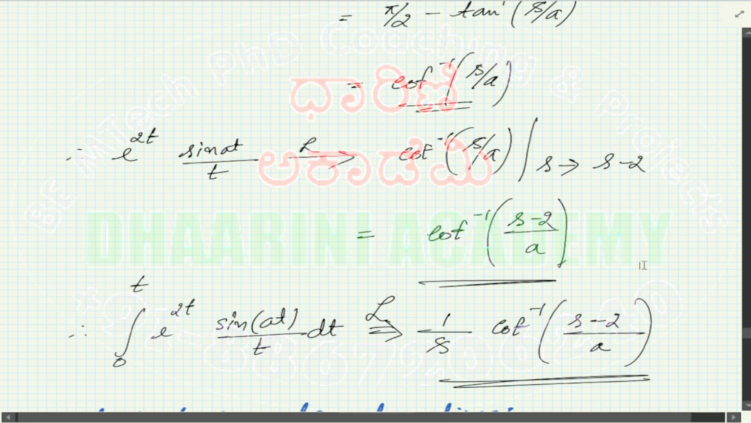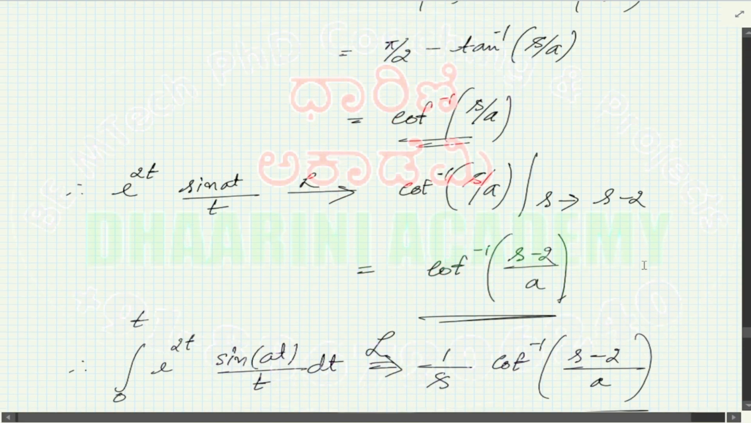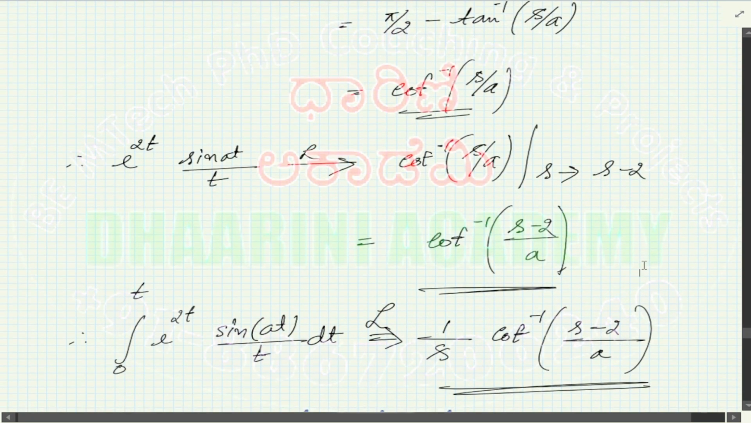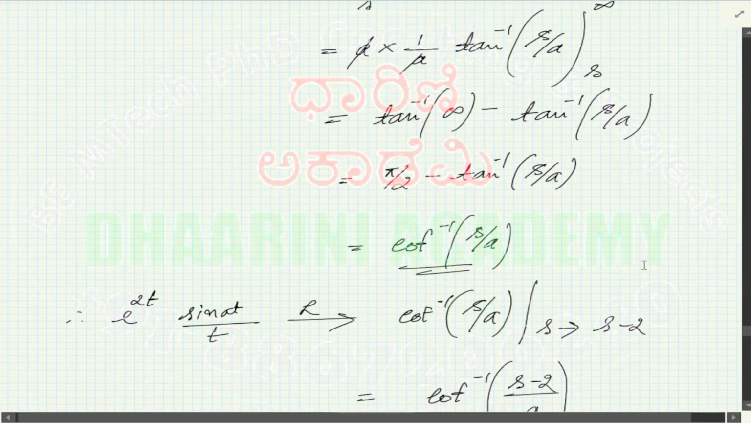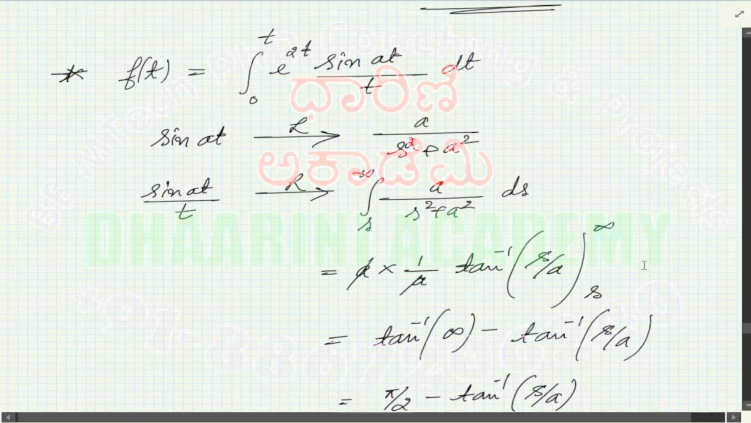So that is the final answer for this question. You can see every property is being applied here, right? There is a simple sine function, then divide by t, then e to the at, then integration. I'll show you from the beginning. Just go through this and let me know if you have any doubt.